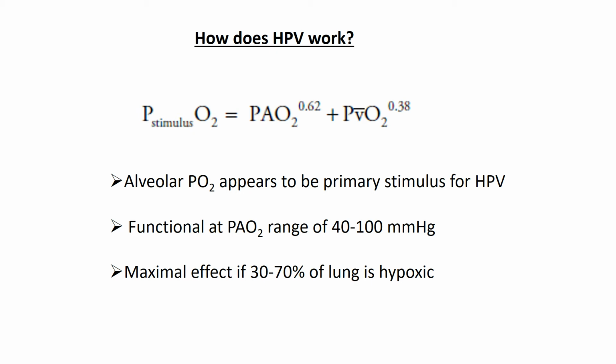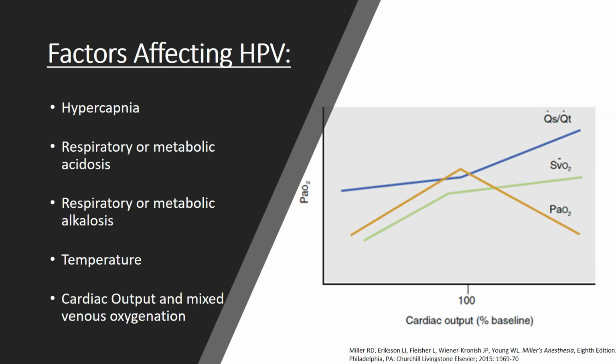The alveolar PO2 is effective as a stimulus in the physiologic range of 40 to 100 millimeters mercury. It is also most effective when 30 to 70% of the lung is hypoxic. Less than 30% may be an insufficient stimulus for HPV, while greater than 70% hypoxia may lead to generalized vasoconstriction. HPV can reduce a shunt fraction by about 40 to 50%.